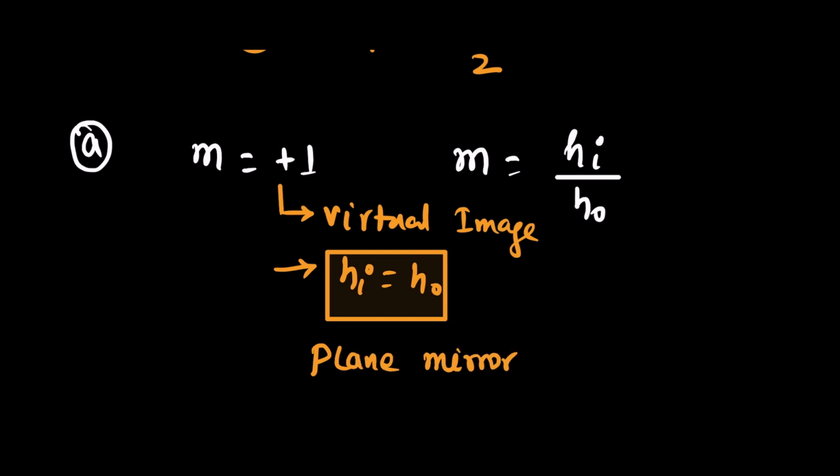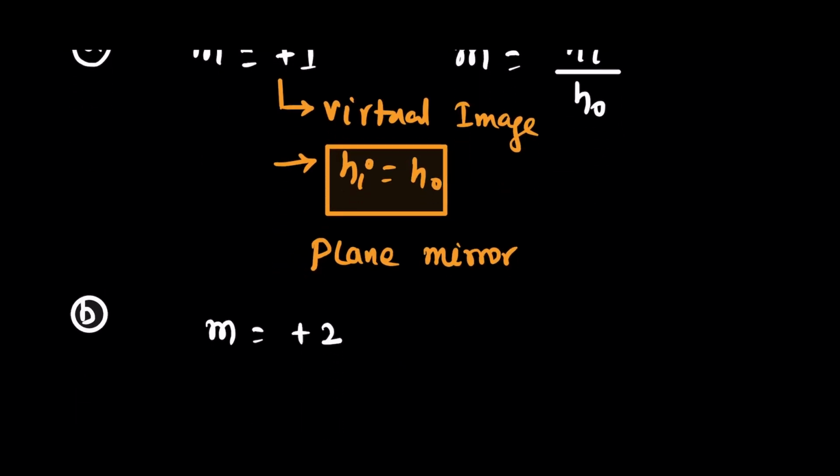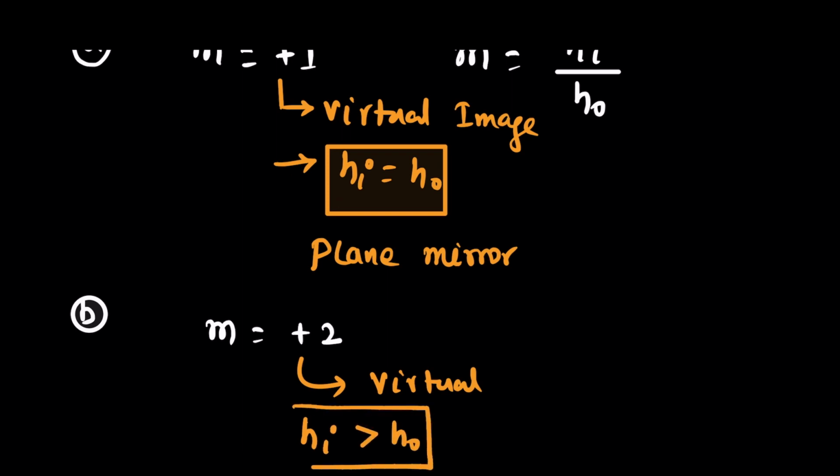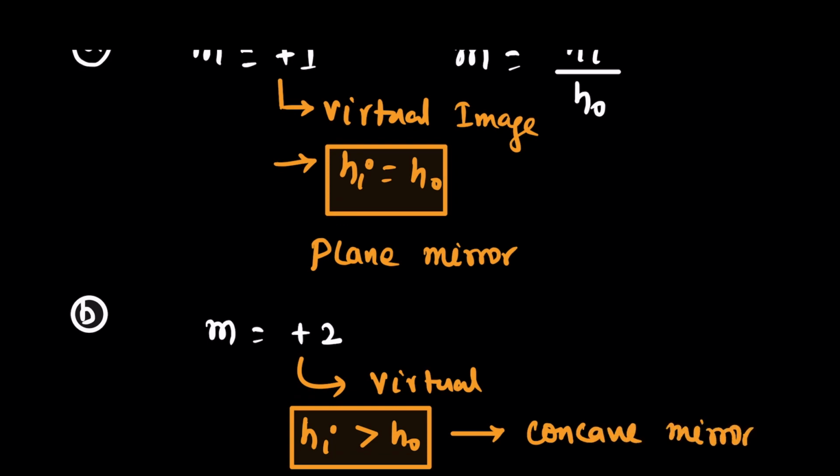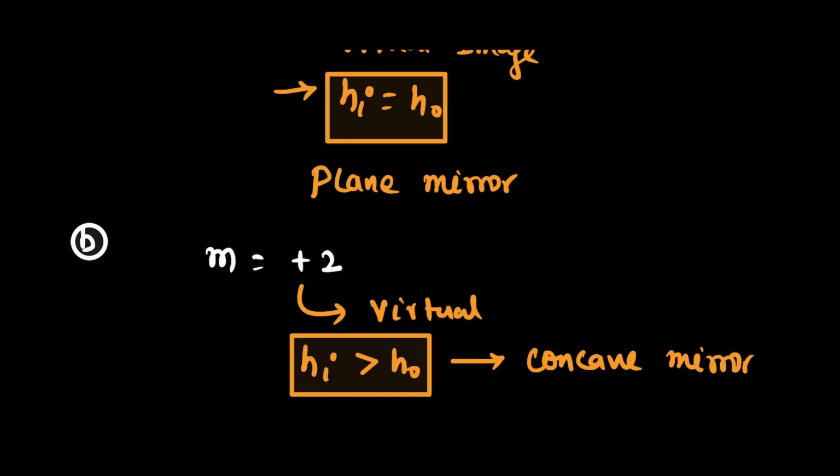Next example, where M is equal to plus 2. So plus represents virtual, and 2 means height of image is greater than height of object. That's why it is magnified. So it means it is a concave mirror. A concave mirror always forms a magnified image in the virtual case.